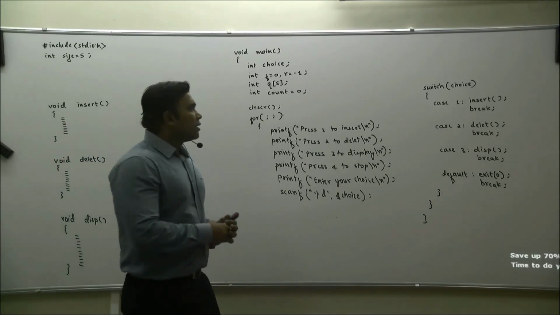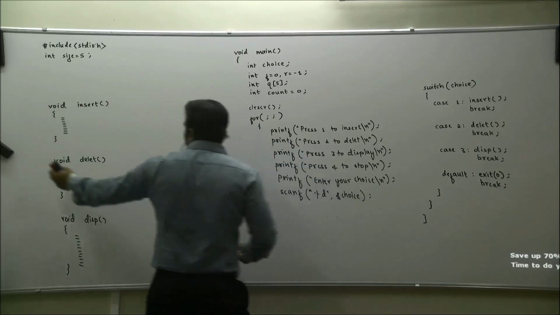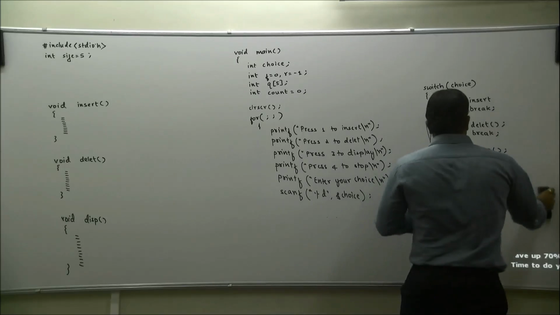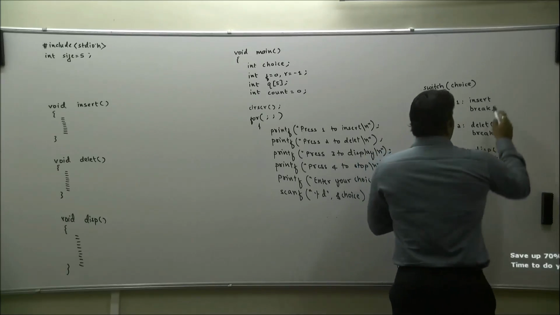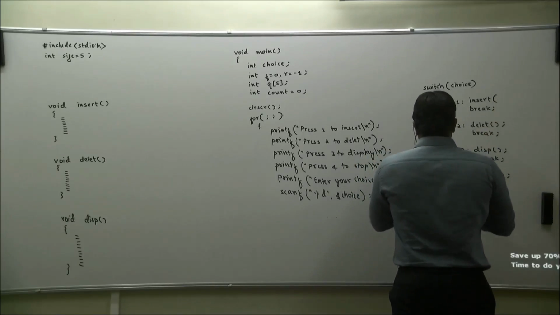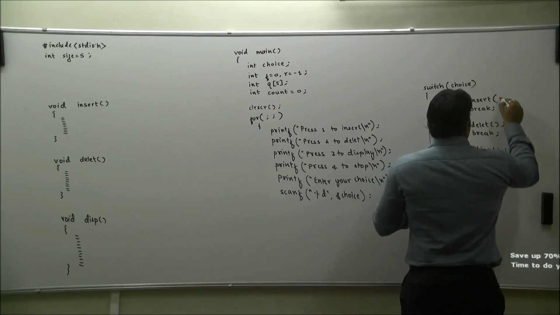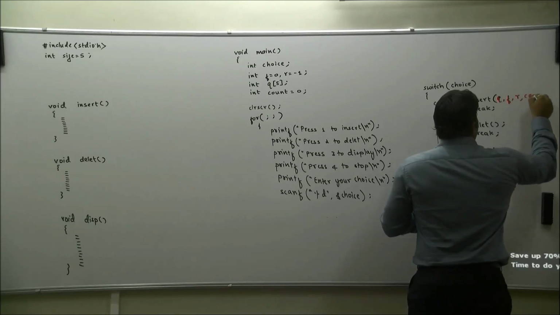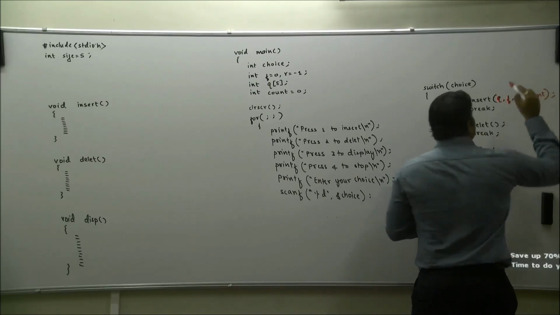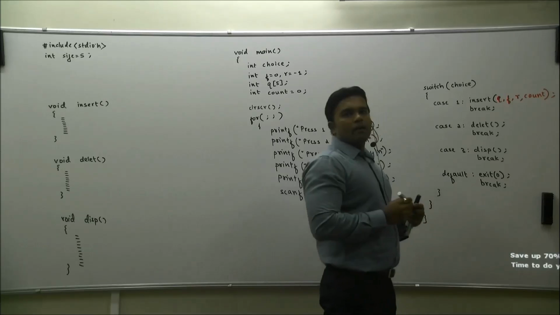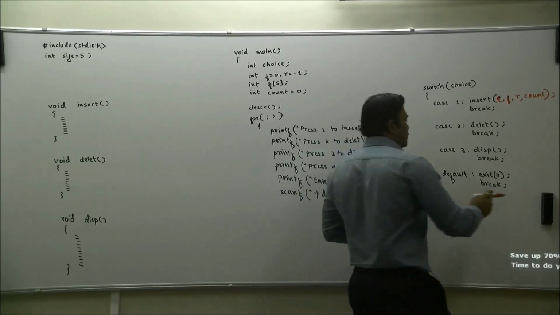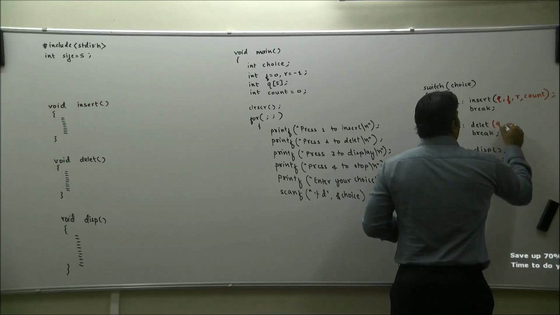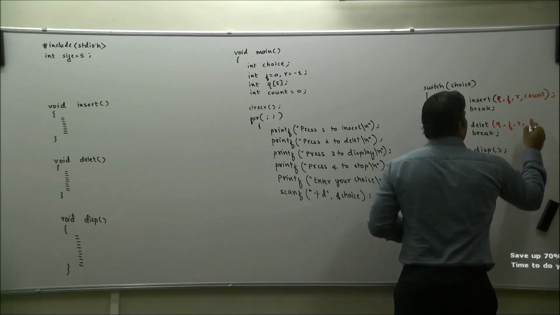Oh, correct, sir. What to do, sir, you may ask. Notice, this time, whatever insert I have, this insert function, I would be calling it like this. Not only will I tell insert, I will pass the q, I will pass front, I will pass rear, I will pass count. For delete also, I will pass q, front, rear and count.